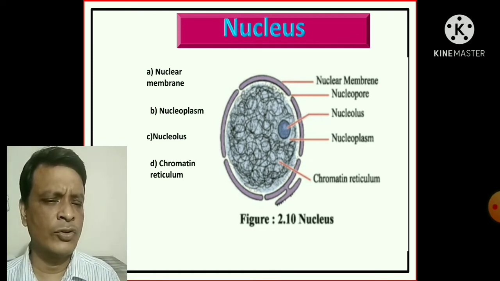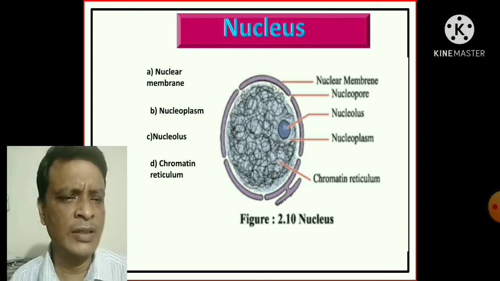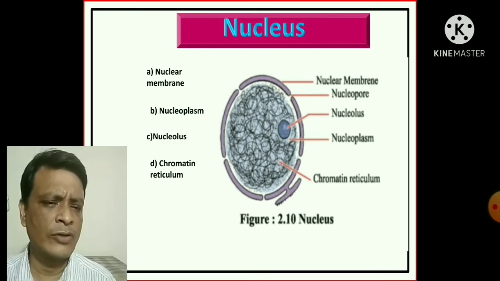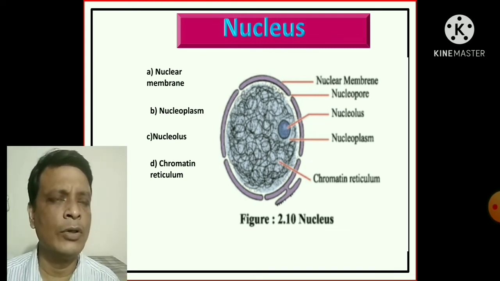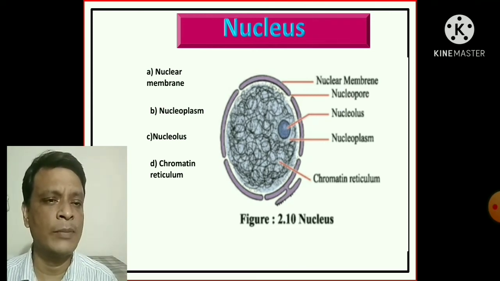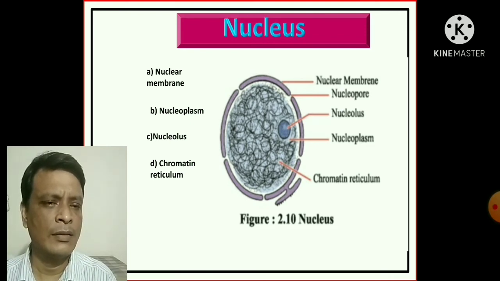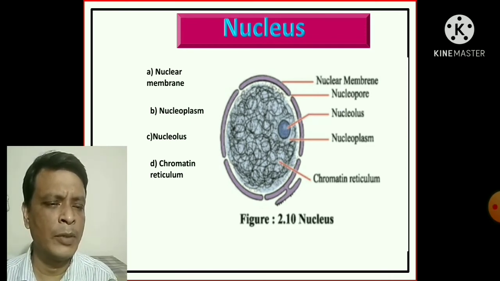And nucleoplasm, if you look at the figure, nucleoplasm is the jelly-like substance which is found inside the nucleus. It contains nucleic acid, proteins, and enzymes, and other substances are also present here. And the nucleolus is another round-shaped body which is attached to the chromosomes. This is made up of nucleic acid and protein, mainly RNA and proteins. And finally the chromatin materials.